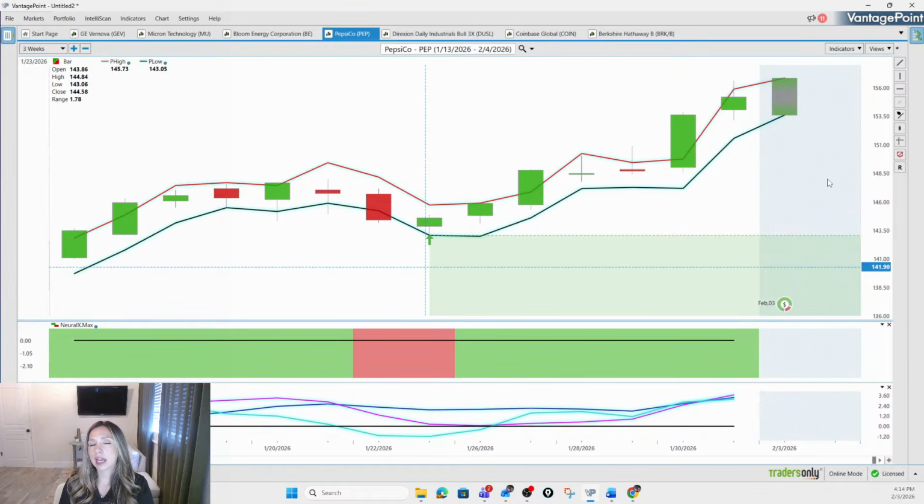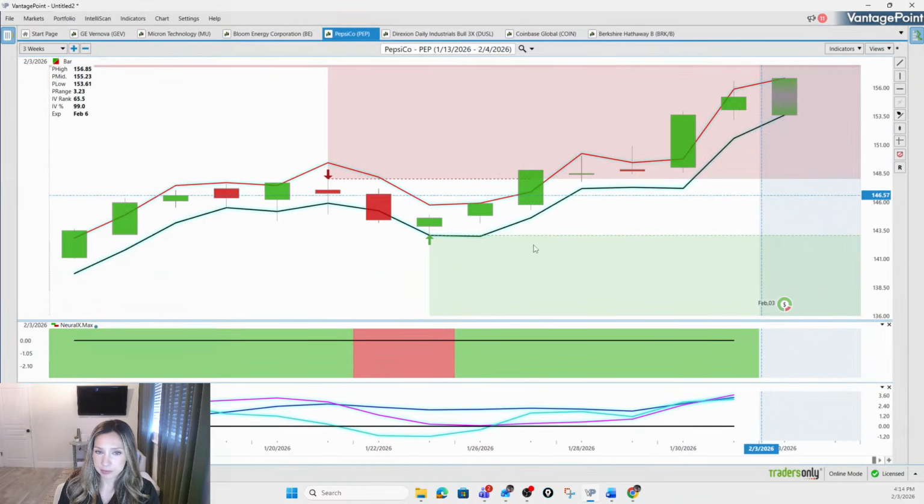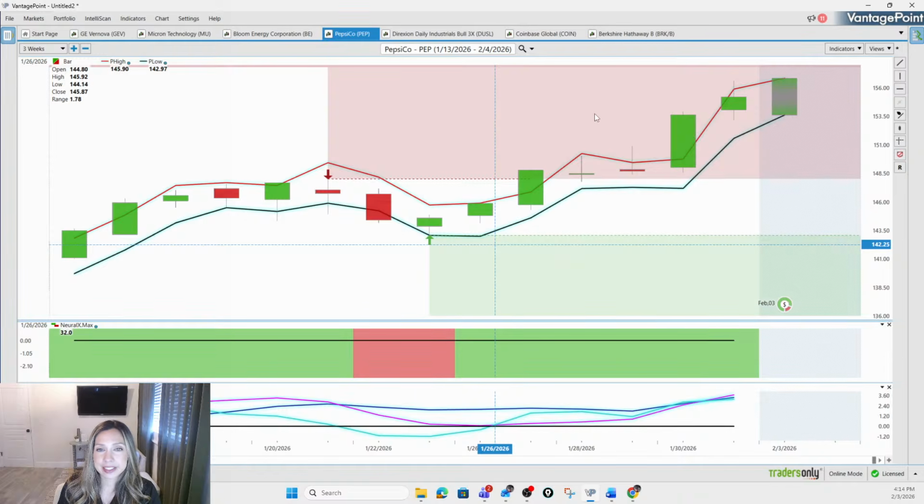So let's take a look at some key levels first. I'm again just going to take a look at support, and I'm also going to take a look at resistance. If you notice, support is shaded in green here on the screen, and resistance is shaded in red here up at the top. So support is green, resistance is red. It's that simple.